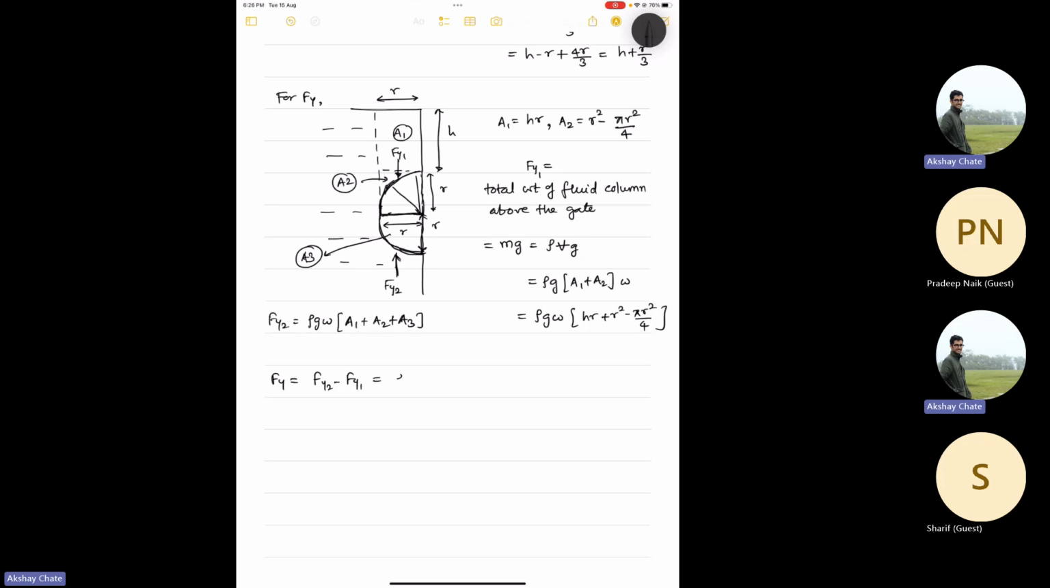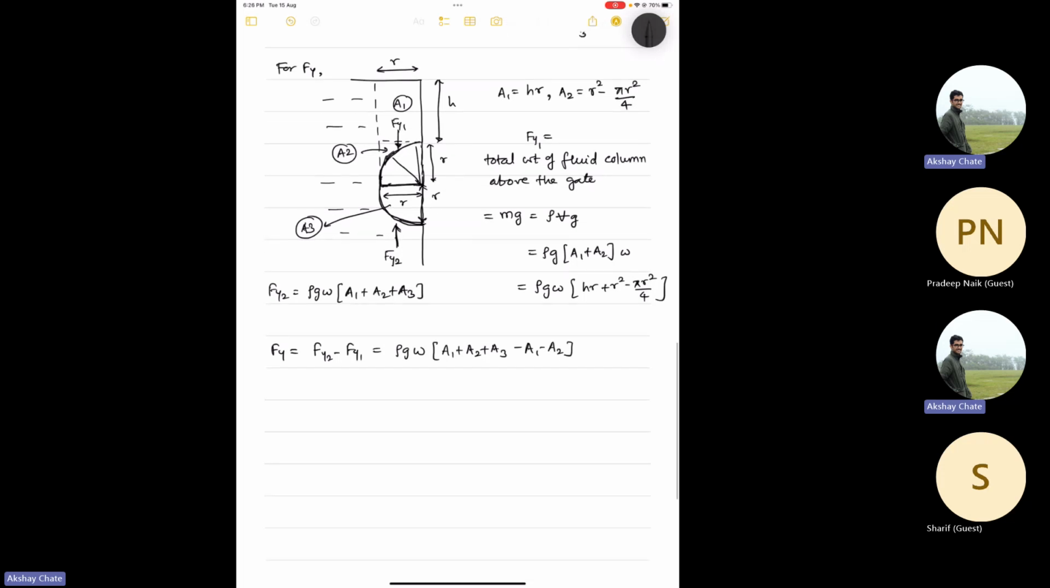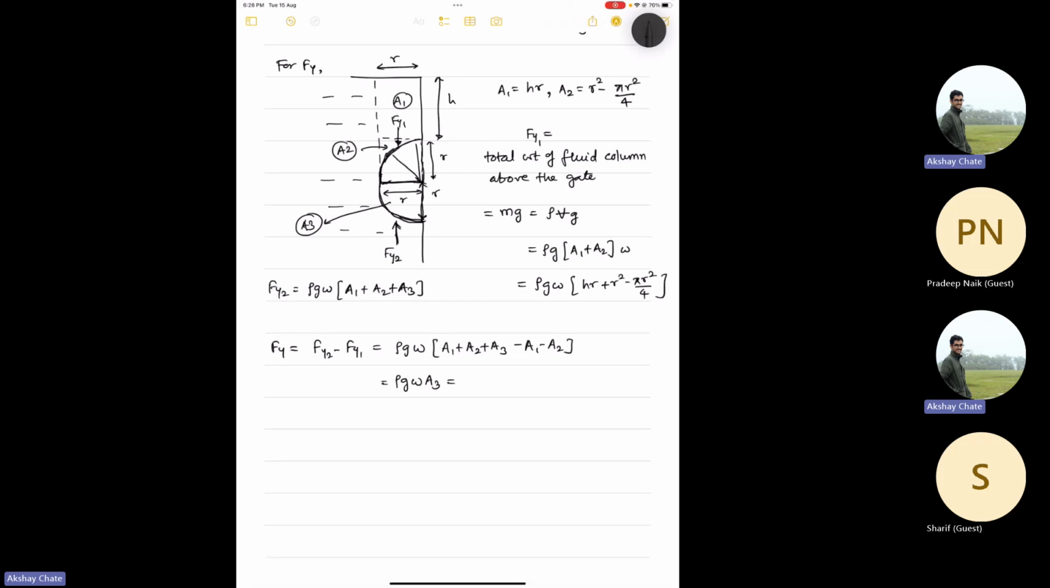So if you do that calculation, what happens? Rho g w and A1 plus A2 plus A3 minus A1 minus A2. So basically, only A3 remains, and A3 is the volume of the semicircular gate, or maybe area of the gate in this case, because we are already multiplying it with w. So this becomes rho g w into pi r square by 2.